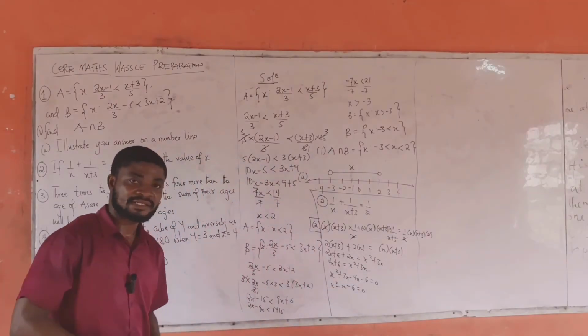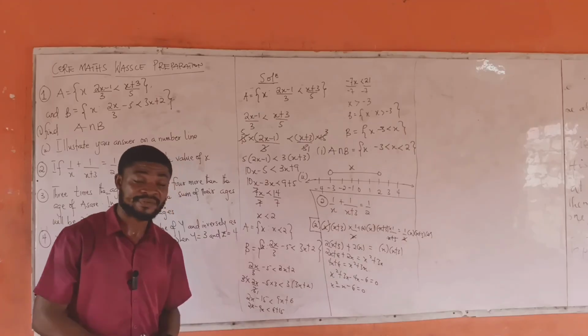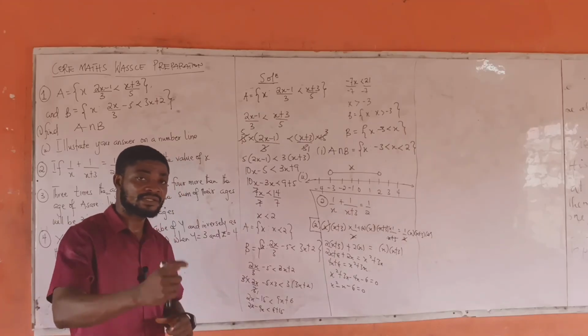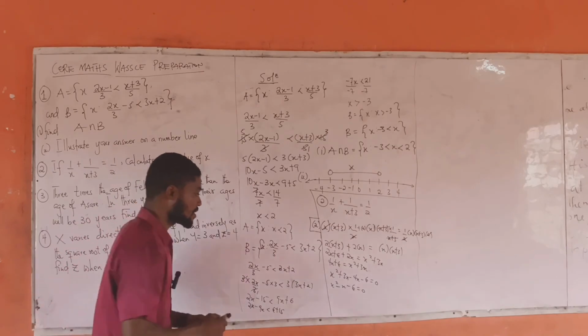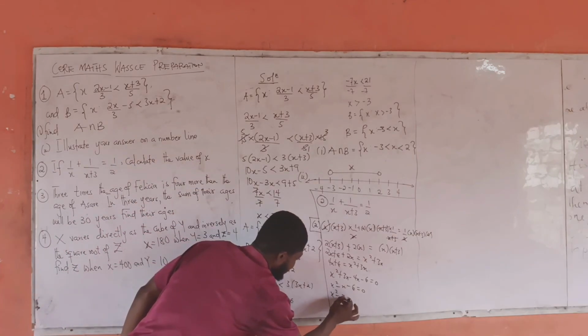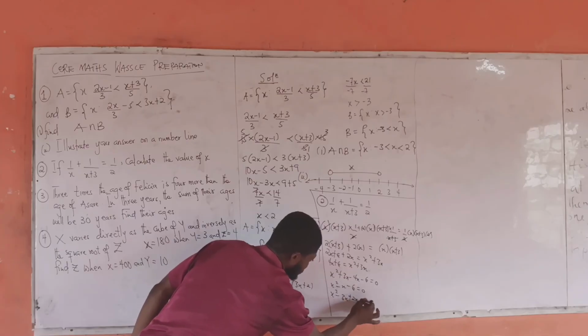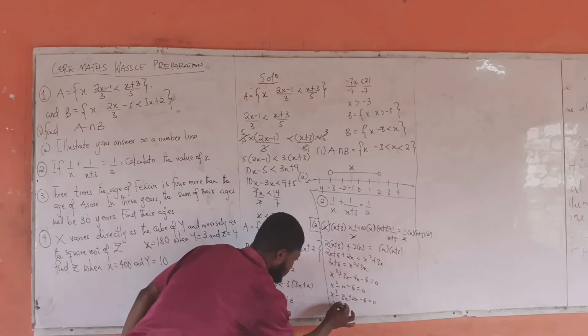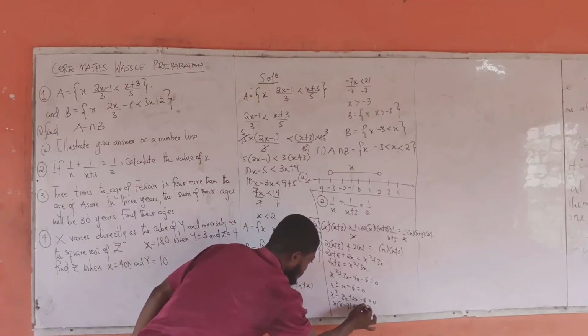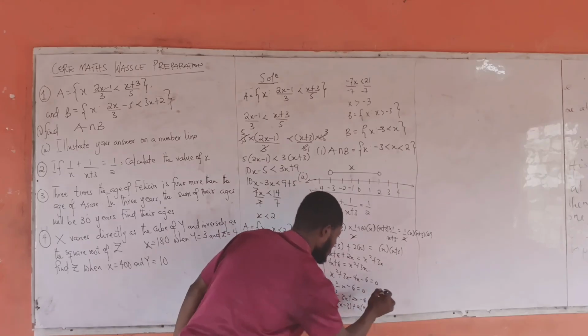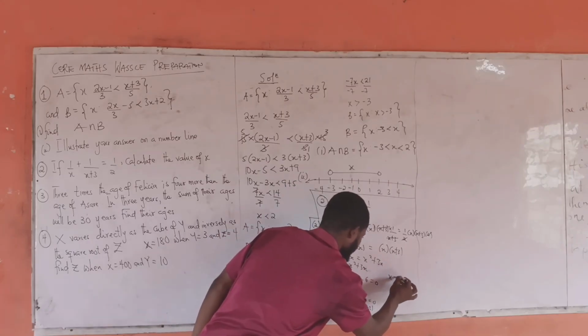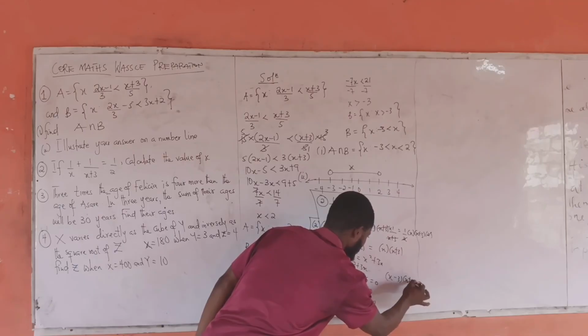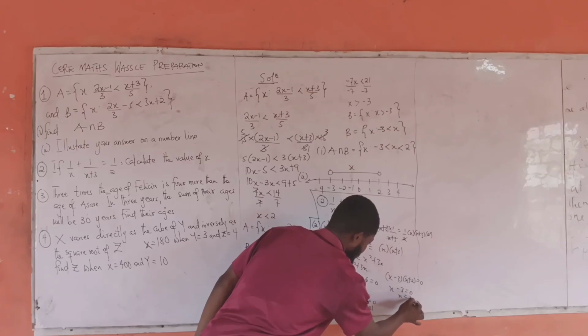I want 2 factors such that when I multiply I get negative 6, but when I add I get negative 3. That is going to be negative 3 and then positive 2. So x squared minus 3x plus 2x. x out, 2 out. I get x minus 3, x plus 2. x minus 3 is equal to 0, x is equal to 3. Or x plus 2 is equal to 0, x is equal to negative 2.